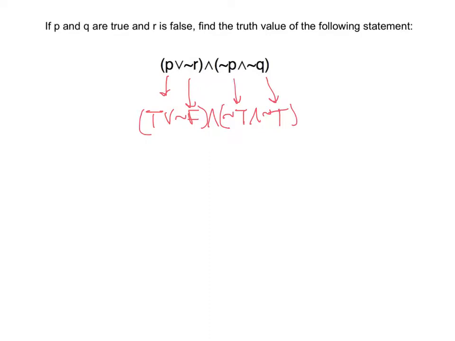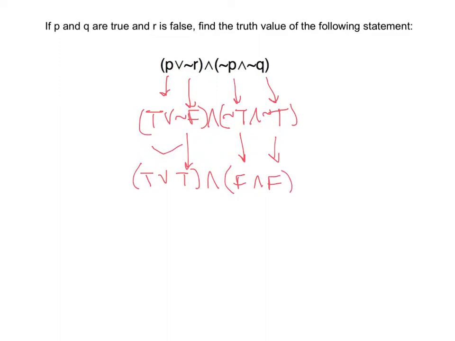But in order to work inside the parentheses, we need to deal with all of the nots that are going on in these parentheses. So the first set of parentheses becomes T or not F, which is now T. We're going to translate that. And in the second parentheses, not T becomes F, and again, not T becomes F. So this is what we now have.